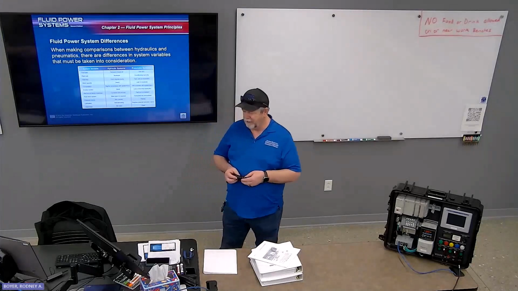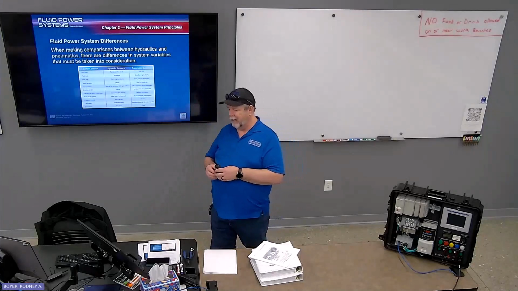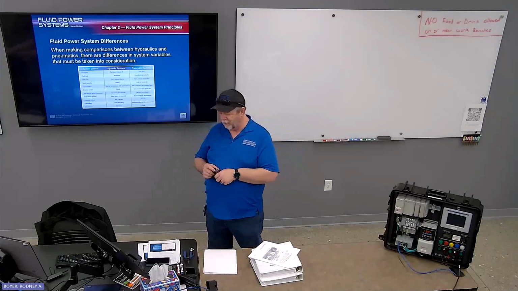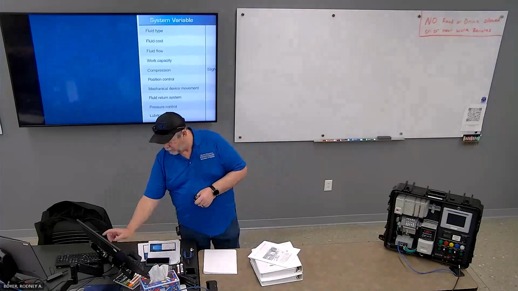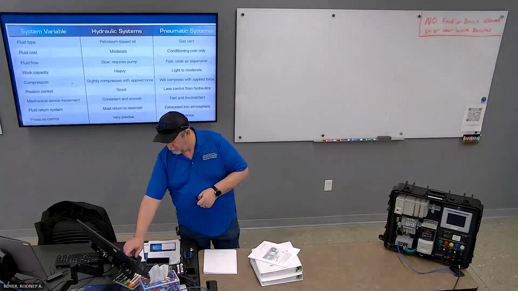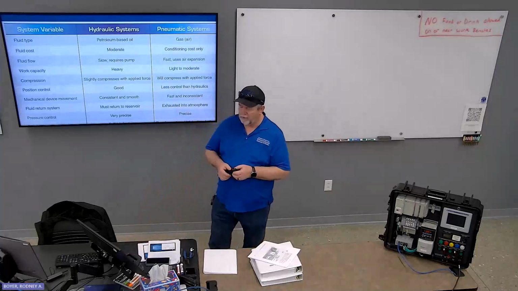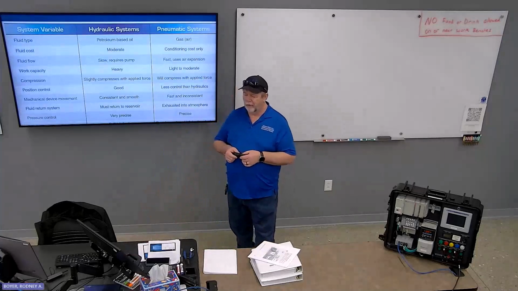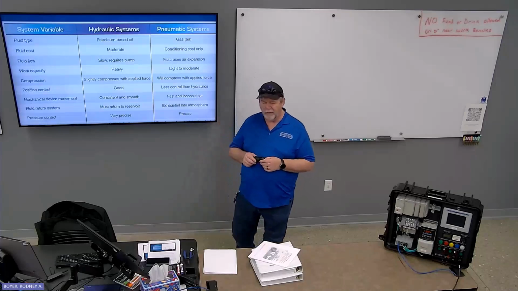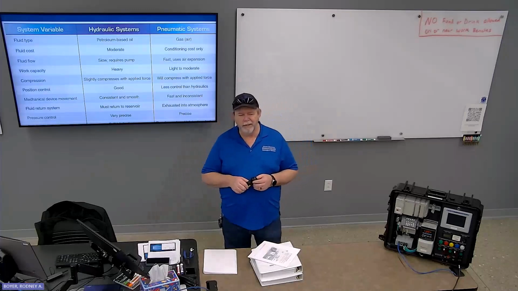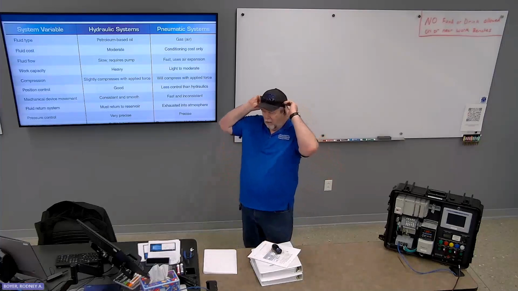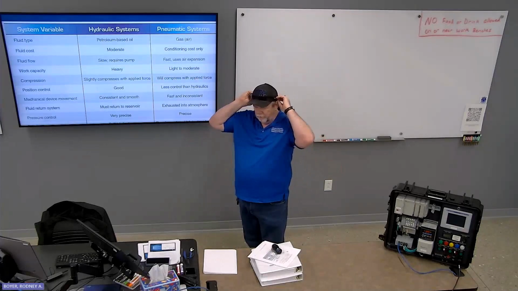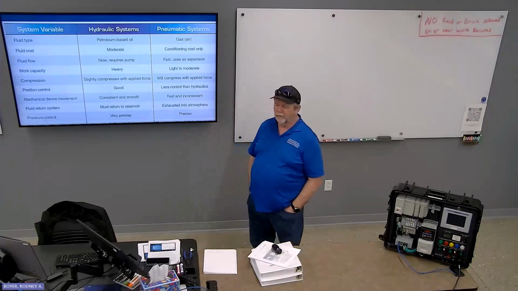Fluid power system differences. When making comparisons between hydraulics and pneumatics, there are differences in system variables that must be taken into consideration. System variable is a fluid type. Hydraulic systems, that's just petroleum-based oil. It doesn't always have to be petroleum-based. They do have biofluids now that are not as harmful for the environment.